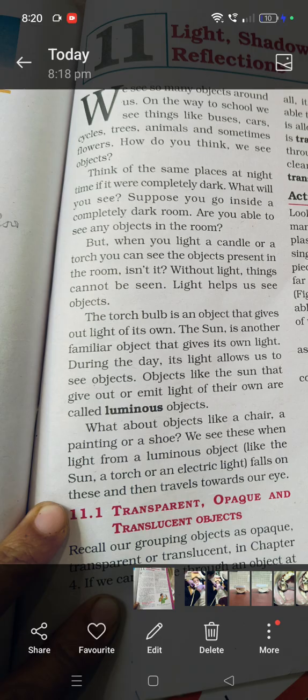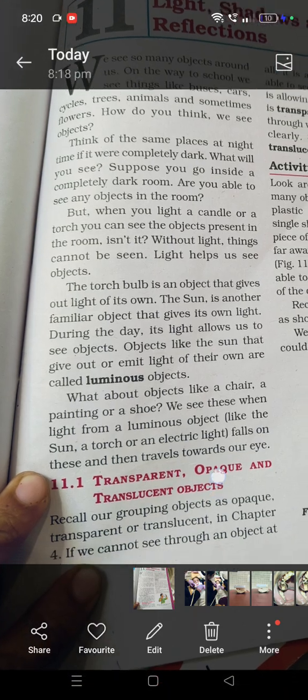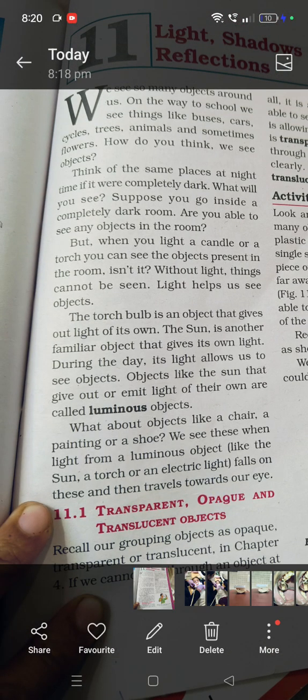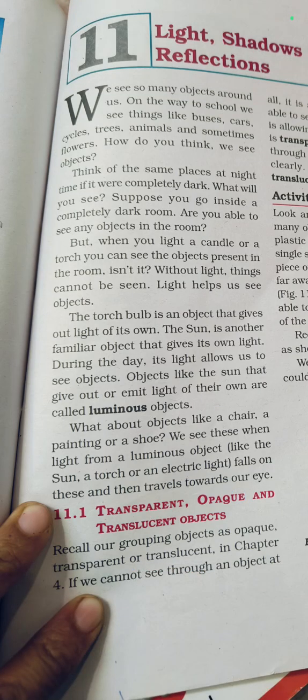Can anybody give one or two examples of luminous objects? Yes, ma'am, Purnashri. Sun, star, glowing electric bulb, arc light, electric light, gas burner, a lighted candle. Those objects that give light of their own are known as luminous objects.